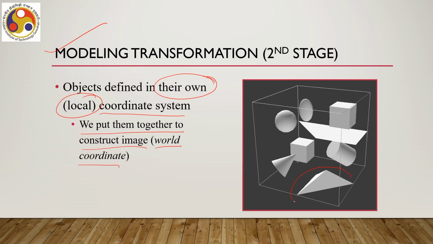Like here, each of these individual objects that you can see are defined in their own coordinate systems. Multiple objects are there of different shapes, size, orientation, everything. Now, to construct a scene, we are putting them together, and while doing so, we are essentially bringing them together in a common coordinate system applicable to all objects, and that coordinate system is the world coordinate system. So, modeling transformation transforms objects from their local coordinate system definition to objects in the world coordinate system definition.